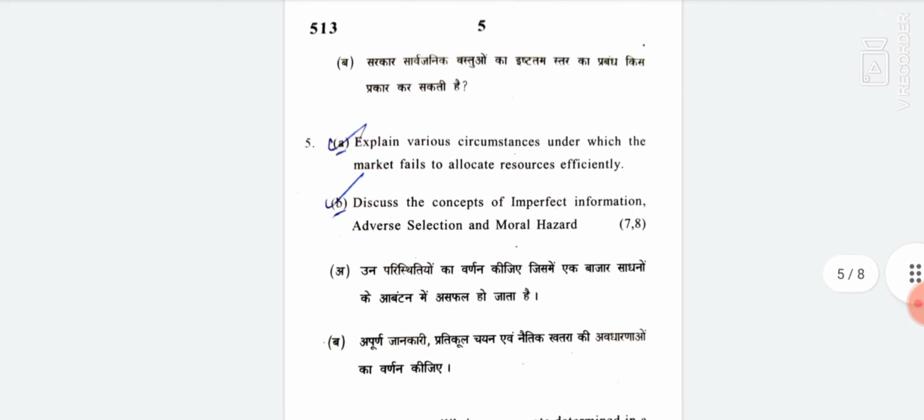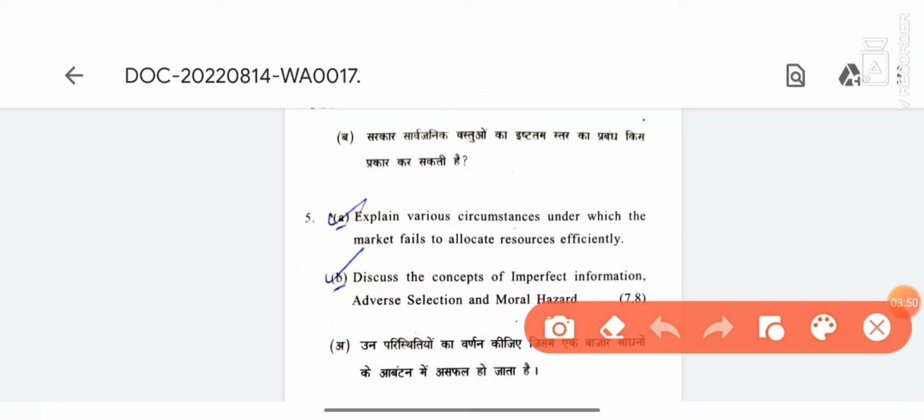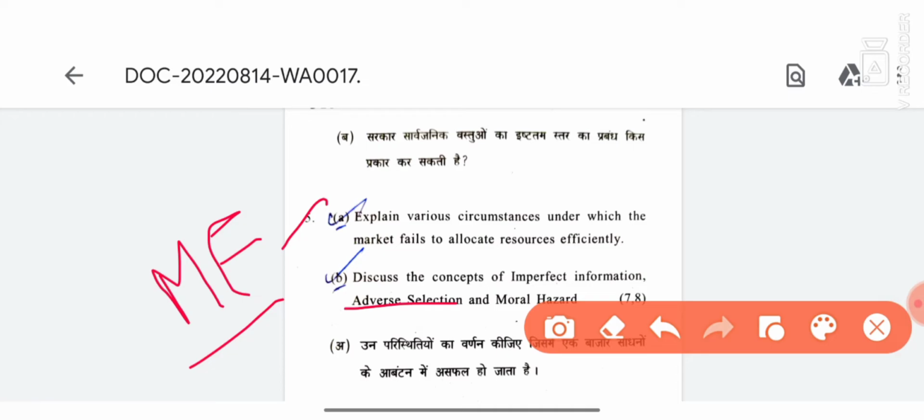Moving on to the fifth question, which is: explain various circumstances under which the market fails to allocate resources efficiently. Discuss the concept of imperfect information, adverse selection, and moral hazard. So this is from the market failure chapter. Market failure is the topic, so prepare it well. You need to tell the market failures briefly. Also you need to discuss the concept of imperfect information, adverse selection, and moral hazard.